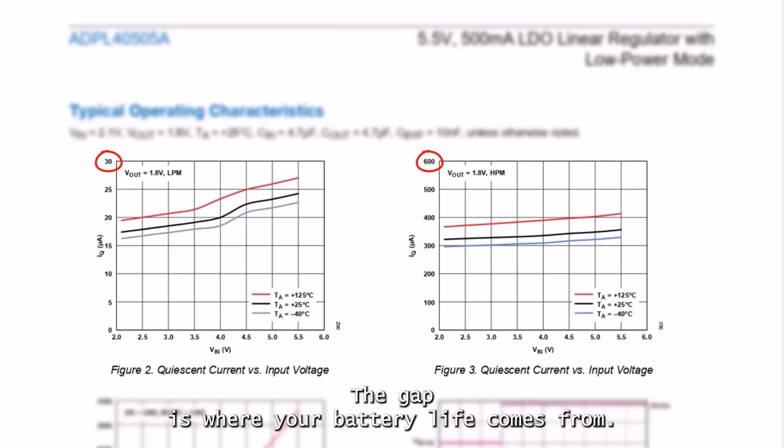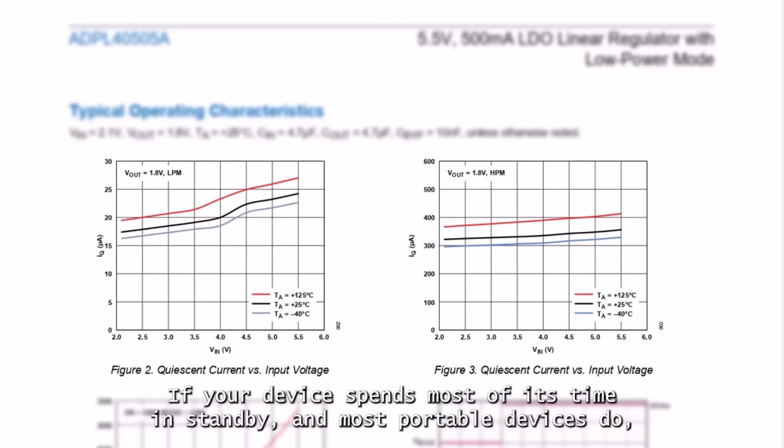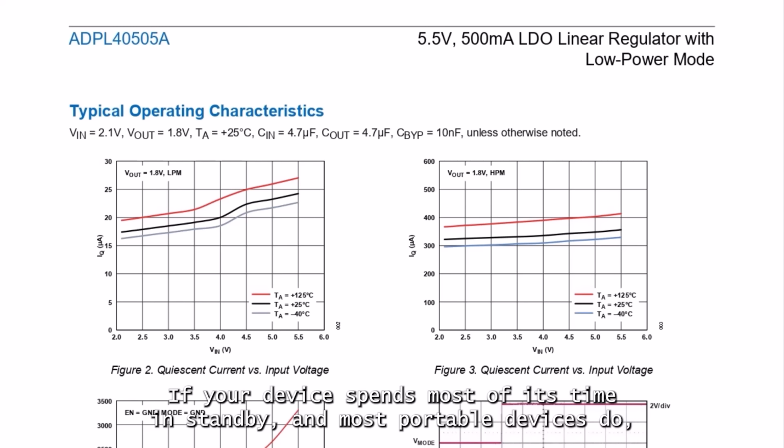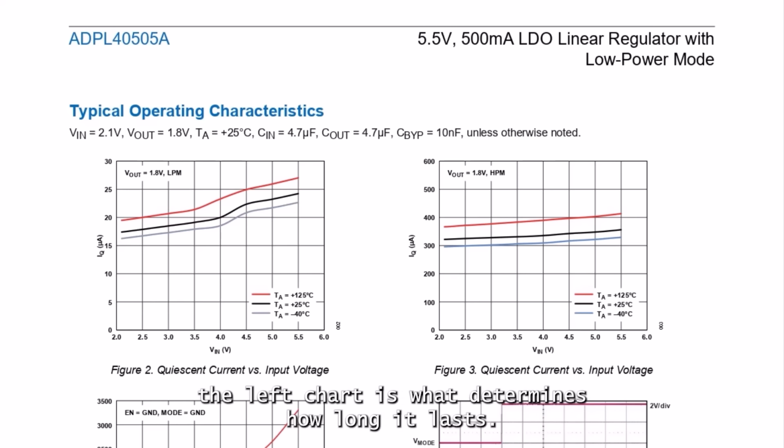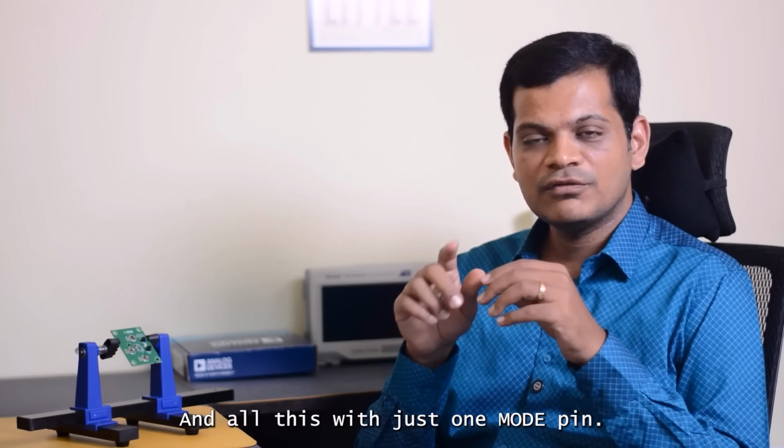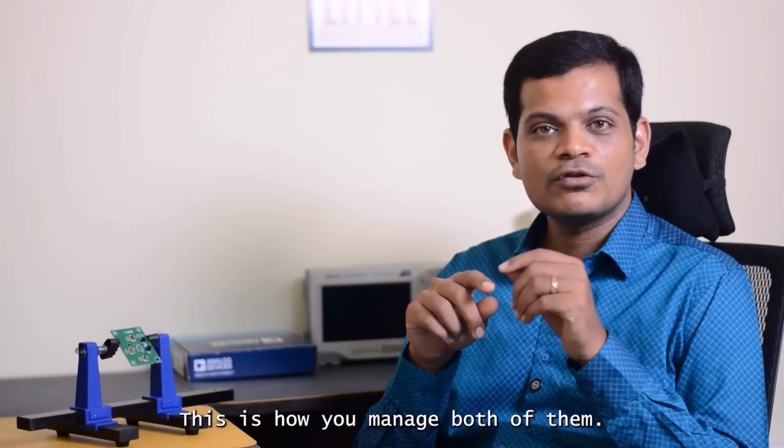The gap is where your battery life comes from. If your device spends most of its time in standby, and most portable devices do, the left chart is what determines how long it lasts. And all this with just one mode pin. This is how you manage both of them.